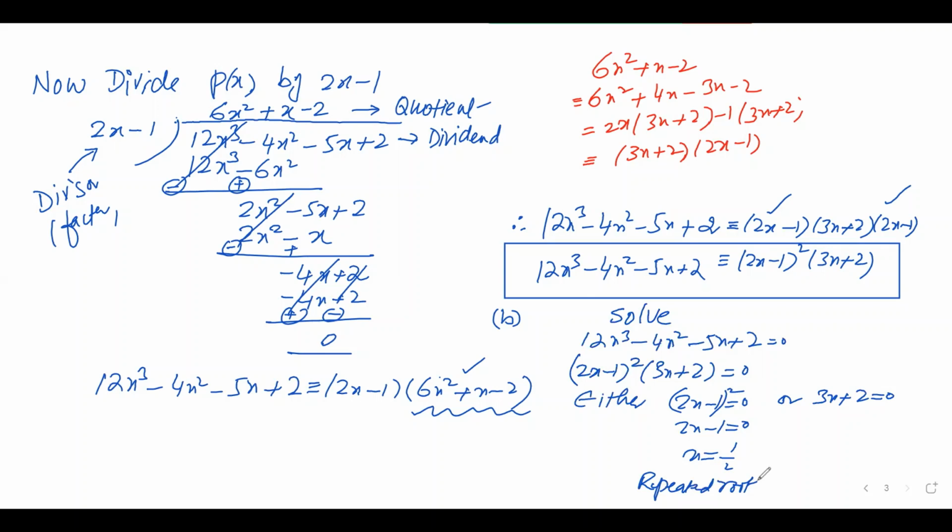So for the cubic equation, there must be 3 answers in all, including the real and the complex roots. Minus 2 over 3 is one root, and 1 over 2 is the other root of this cubic equation. Thank you.